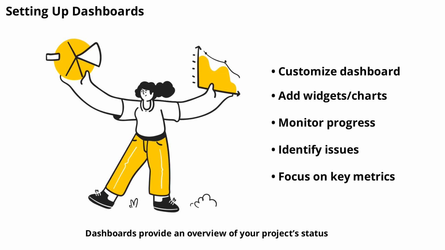Dashboards provide an overview of your project's status. Scheduling software often includes customizable dashboards. Add widgets or charts to display key metrics, such as task completion, deadlines, or resource usage. Dashboards help you monitor progress at a glance and identify issues quickly. Customize your dashboard to focus on what matters most to your team.